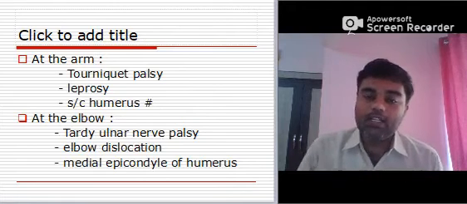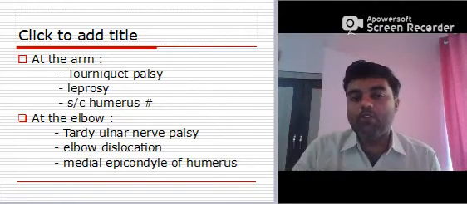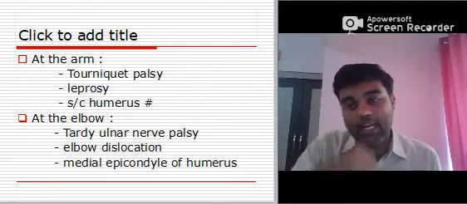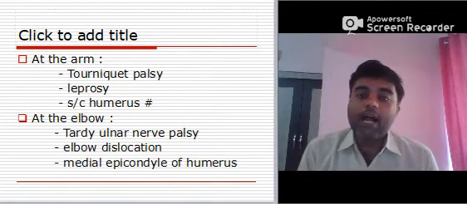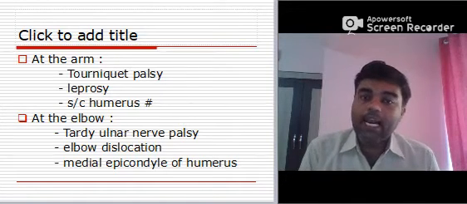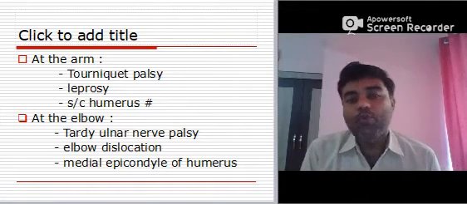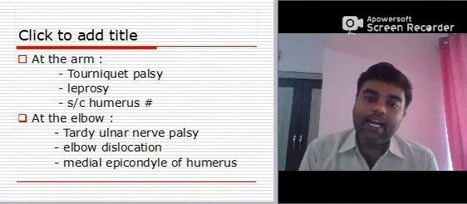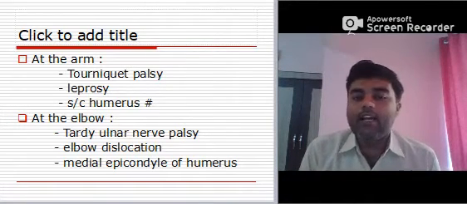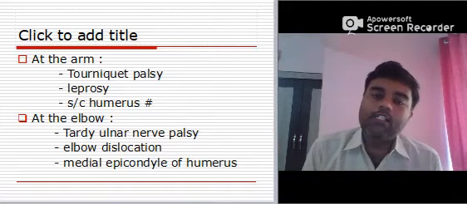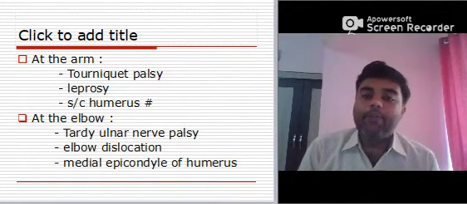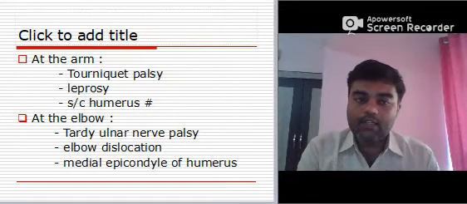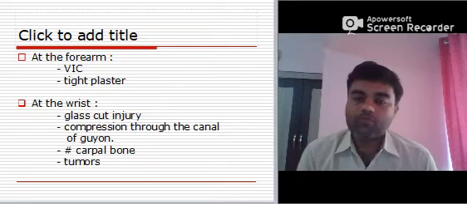At the arm, see, they are taking from proximal to distal, so you can understand what the causes are and what the root cause of the ulnar nerve problem is. At the arm: tourniquet palsy, leprosy maybe, and humerus fracture are also reasons. After that, at the elbow: tardy ulnar nerve palsy, elbow dislocation, medial epicondyle of humerus fracture. These are all the reasons or causes.